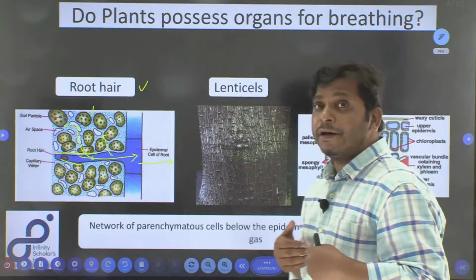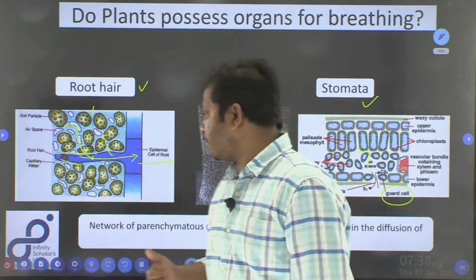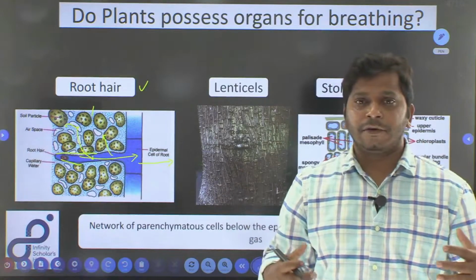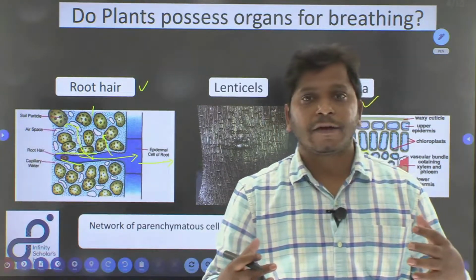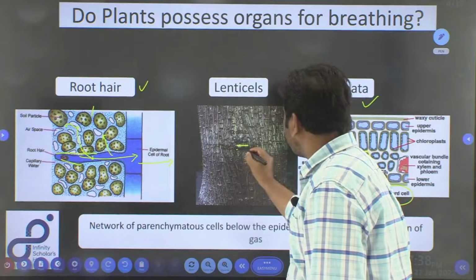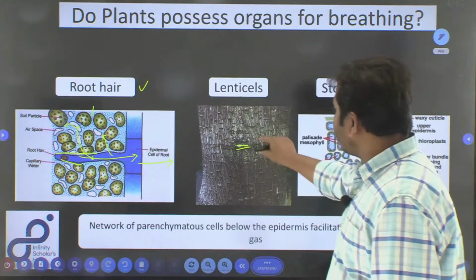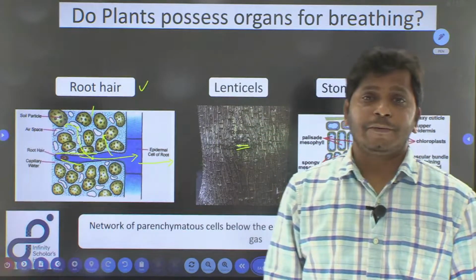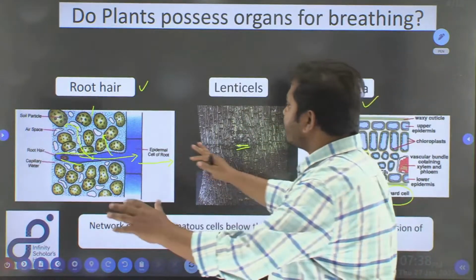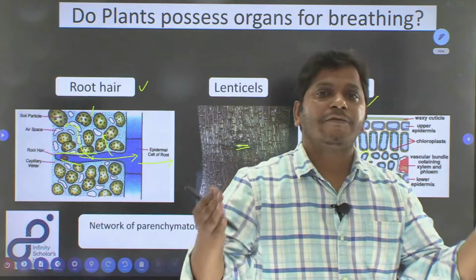Like we have RBC for transport of gases, plants don't have a specialized system for the transport of gas. Similarly, the stem of the plant in woody dicotyledonous plants has specialized structures called lenticels, which are pore-like structures, and these pores also help in the process of diffusion of gases.